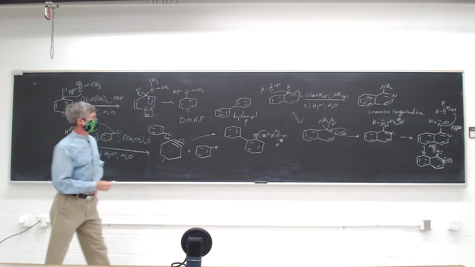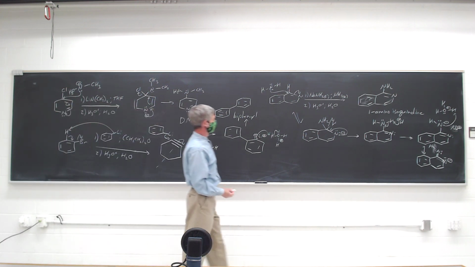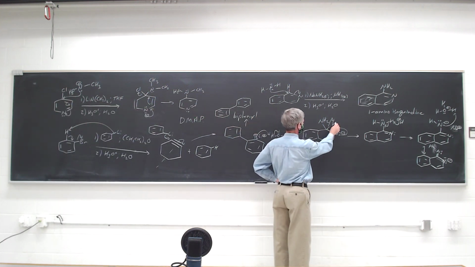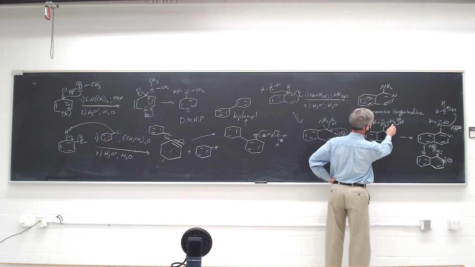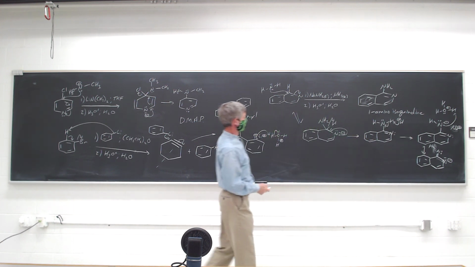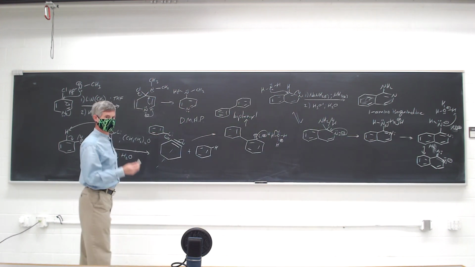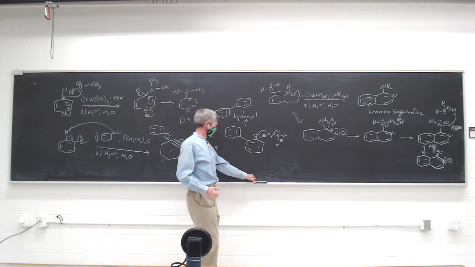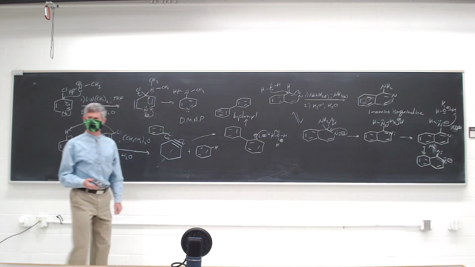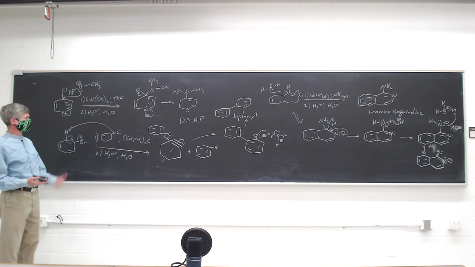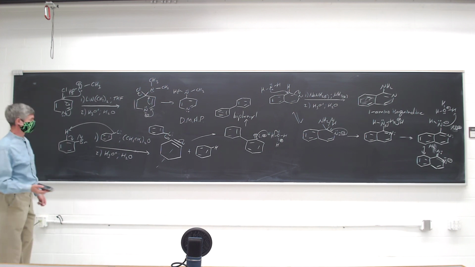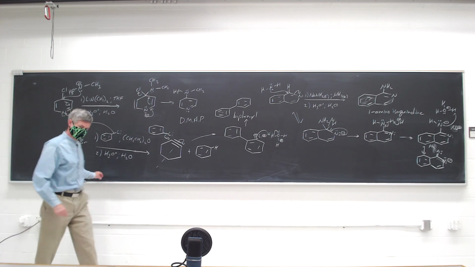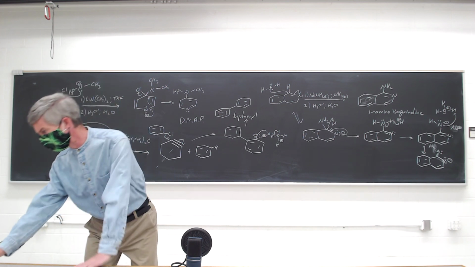So that's 5 steps. Attack with the base, kick off hydride, and then some proton transfer reactions. I guess it's 4 steps, so it's 8 points. Pretty clear? One of each of the 3 types that are not electrophilic aromatic substitution. So hopefully that one went well.